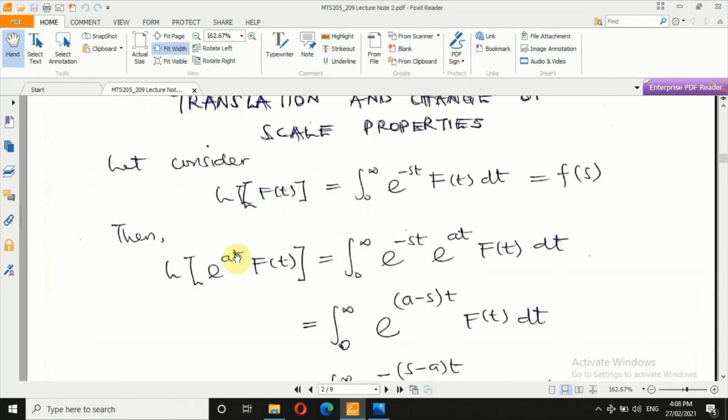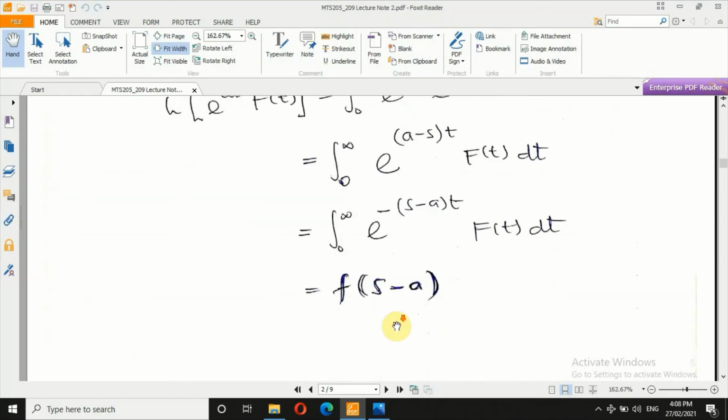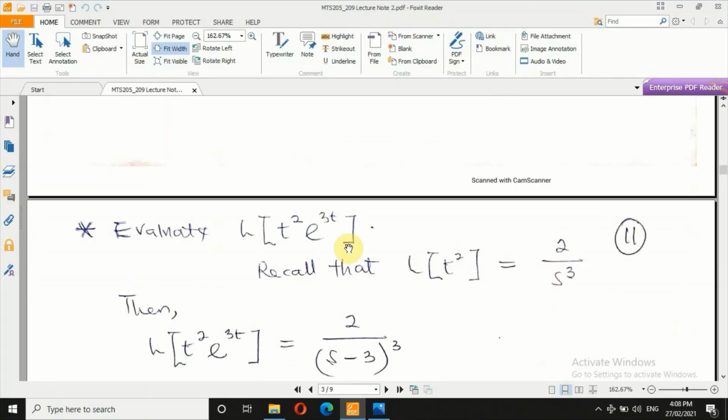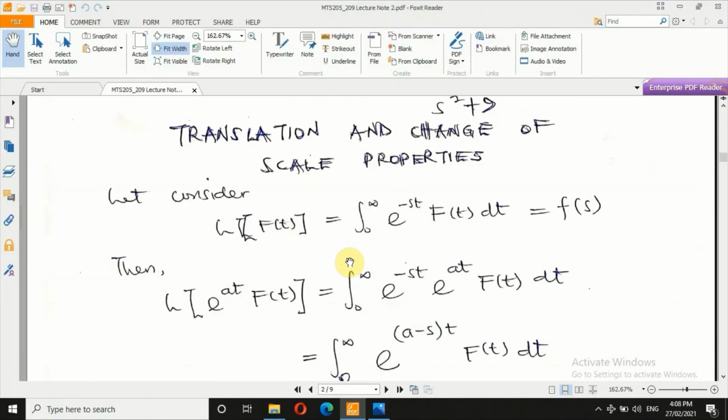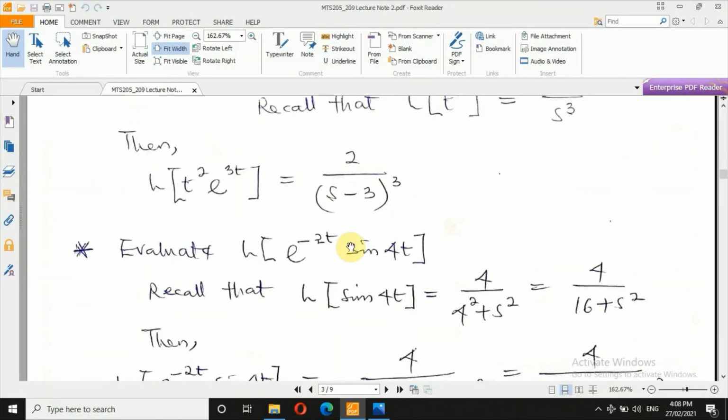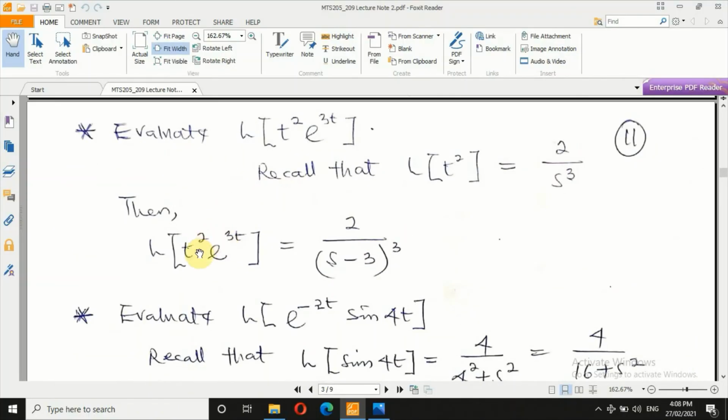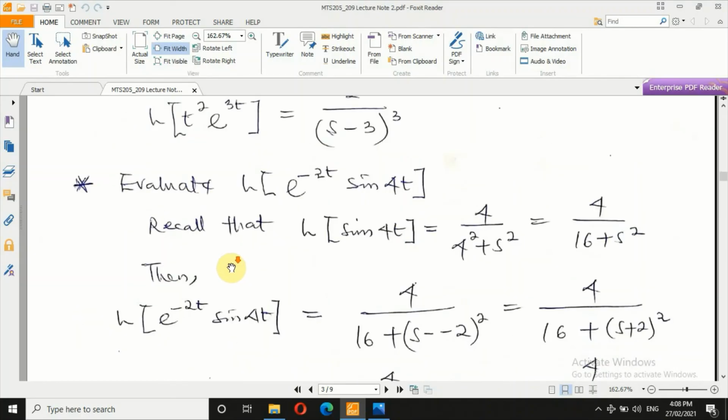That is when we have e^(at) f(t). And what does that mean? It means that this is equal to what? F(s minus a). That is what we have here. And we consider some examples of translational and change of scale properties. So we have example 1. Look at this one now. For you to do this one is very simple. Just go and find Laplace transform of t squared, then you extend it to that of e exponential 3t.